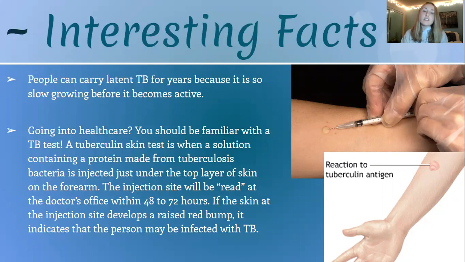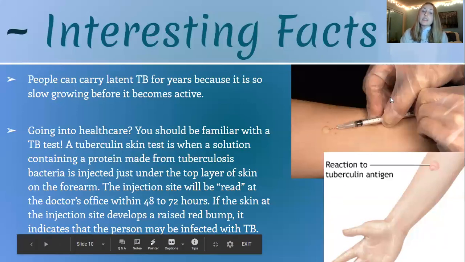If the skin test at the injection site develops a raised red bump, it indicates that the person may be infected with TB. So basically, they're going to inject you with the needle at a slight angle so that it's an intradermal injection, and they're going to create what's called a wheal, which you can see in the image to the top right. There's a little wheal, and then you'll leave the doctor's office, and when you come back within 48 to 72 hours, they will read or examine your injection site, and if it's raised or red, that indicates that you might have been infected with TB.